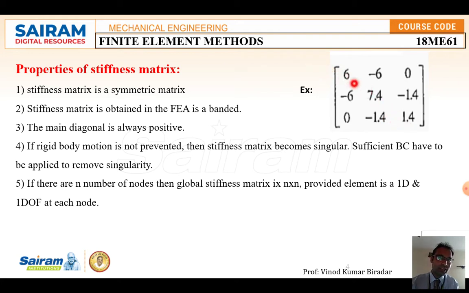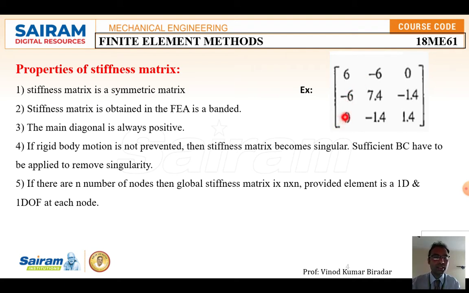Look at here, these are called the main diagonals. So 6, 7.4, 1.4 are all always positive values. This is just an example. While solving the problem, after calculating the global stiffness matrix, you have to check these properties. If the main diagonals are positive and it is a symmetric matrix, then go for applying the boundary condition.